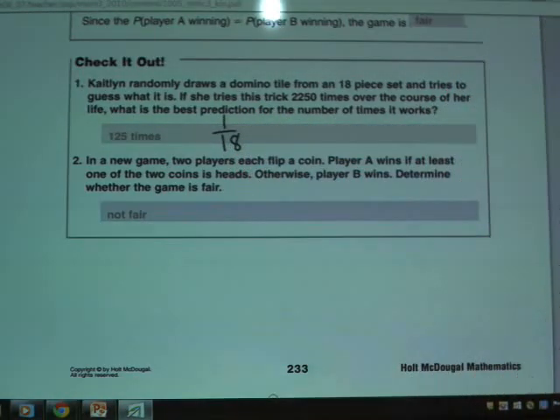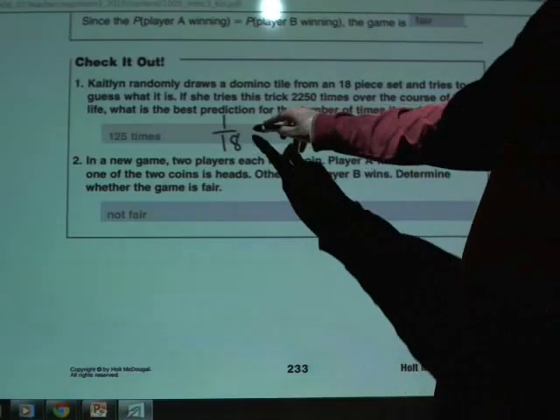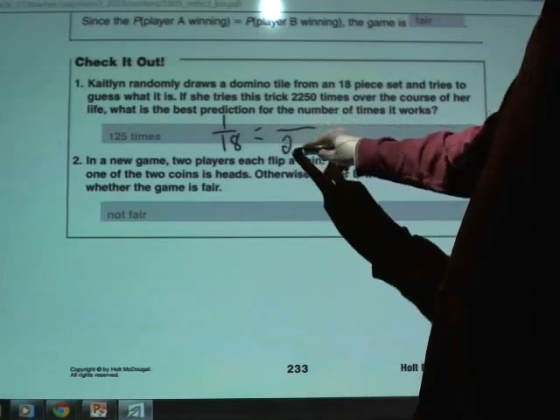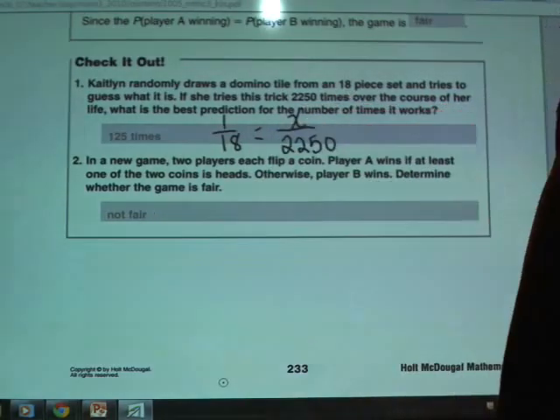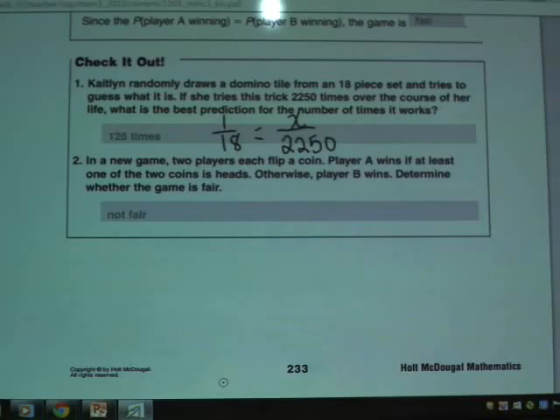Now they want me to try this 1 out of 18 probability thing 2,250 times. So they want me to bubble this up to say, what if she tries it 2,250 times? We're supposed to figure out how many times then it's going to work. Well, if we take a look at the denominators of the proportion I have set up, I'm saying, what number would I multiply by 18 to get to 2,250?